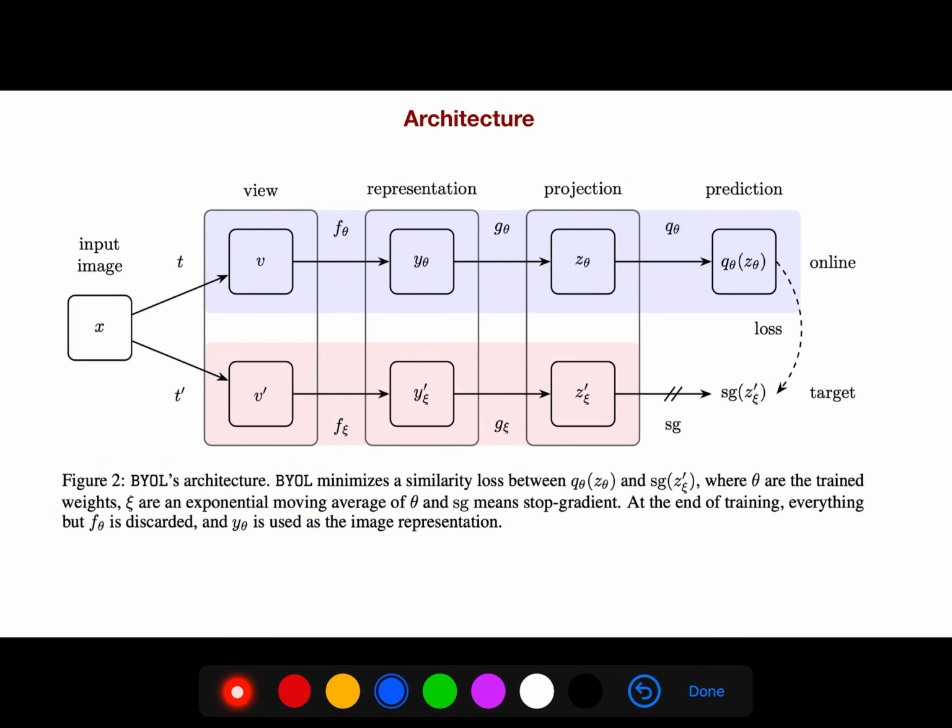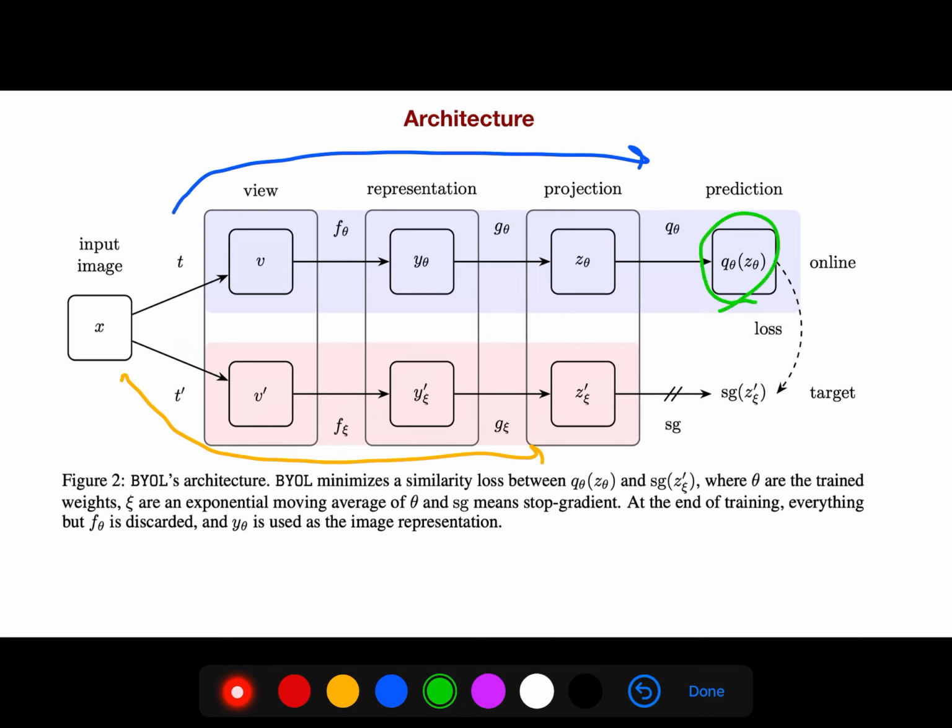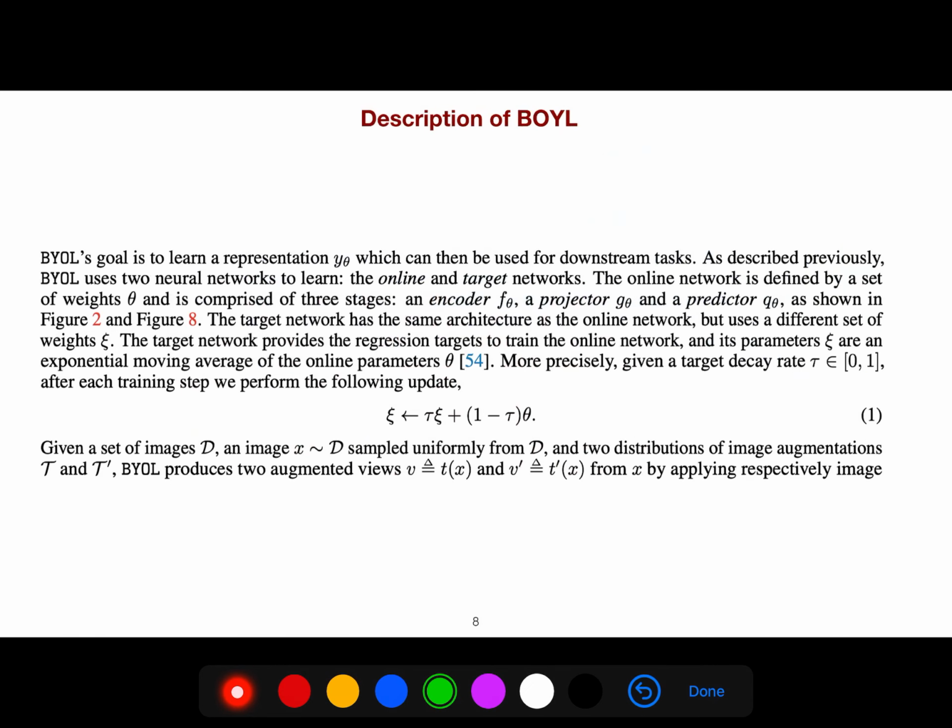This is the architecture. This is called the online path, the online network, and we have another path. They are completely similar to each other, except for the last network, which is the prediction, but the target one doesn't have the prediction. And we want the online path to be as close as possible to the target path. Given a target decay rate tau, after each training step, we update with this moving average.